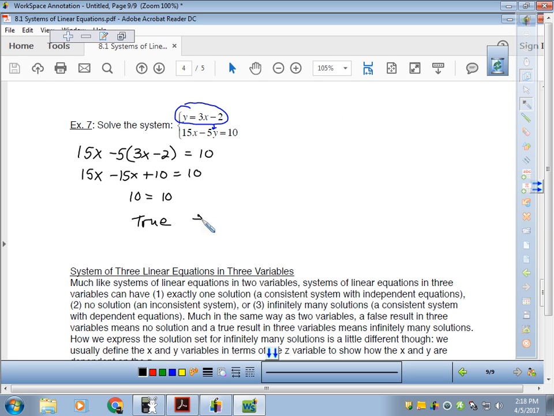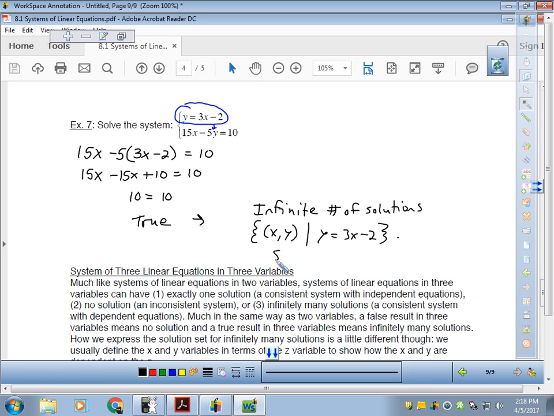And so what that tells us is we have an infinite number of solutions. Basically, this would be a set of any x, y, such that y is equal to 3x minus 2. Now, I could use either of the equations. I just wrote the first one. But you could use either one in here. But basically, any x, y that works in this equation will also work in that equation.